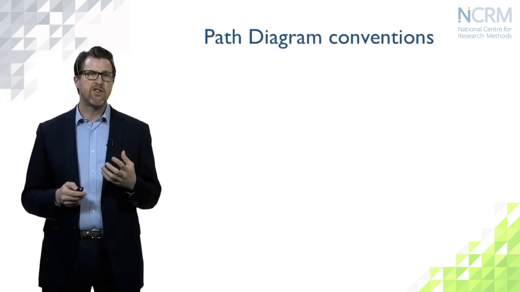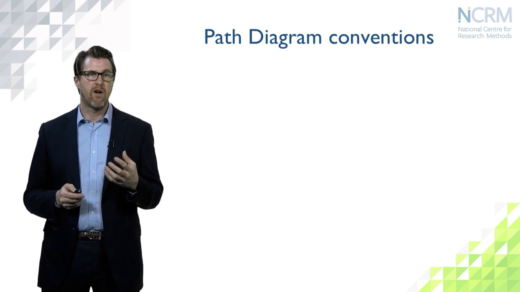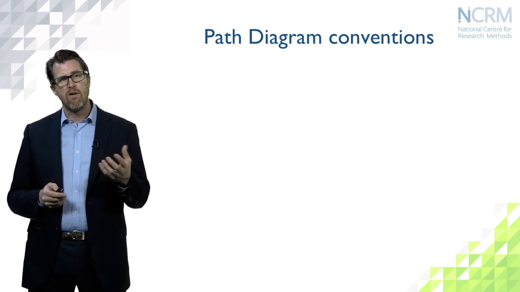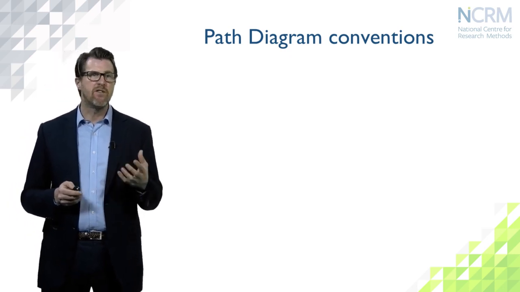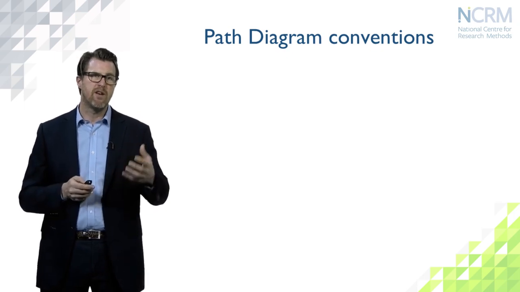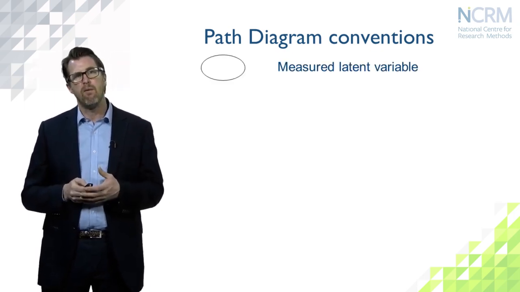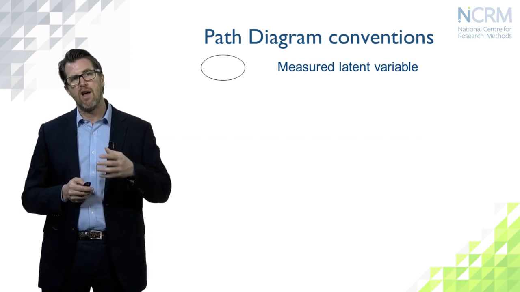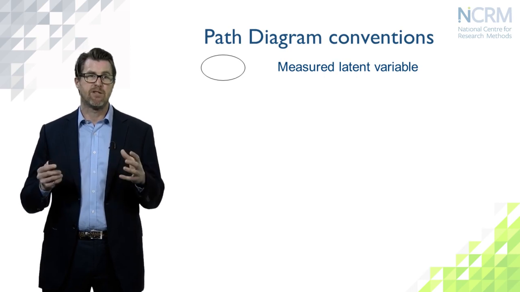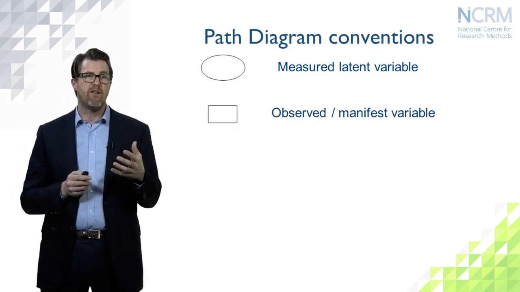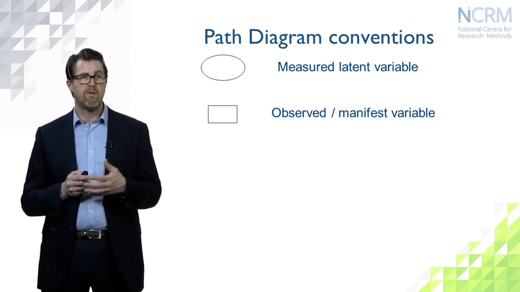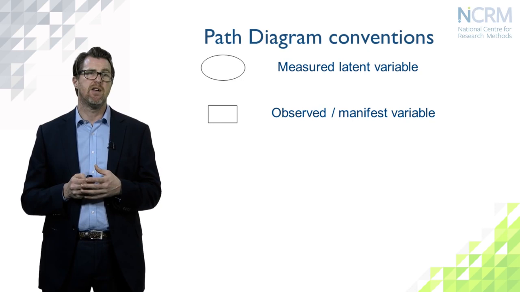There are conventions for path diagrammatic notation so that we use it consistently. There are some variations in how different conventions are applied and so on, but this is the general form where a latent variable is represented in the form of an ellipse. An observed variable, a variable that we've actually measured in our data set directly, would be represented as in the last slide using a rectangle.